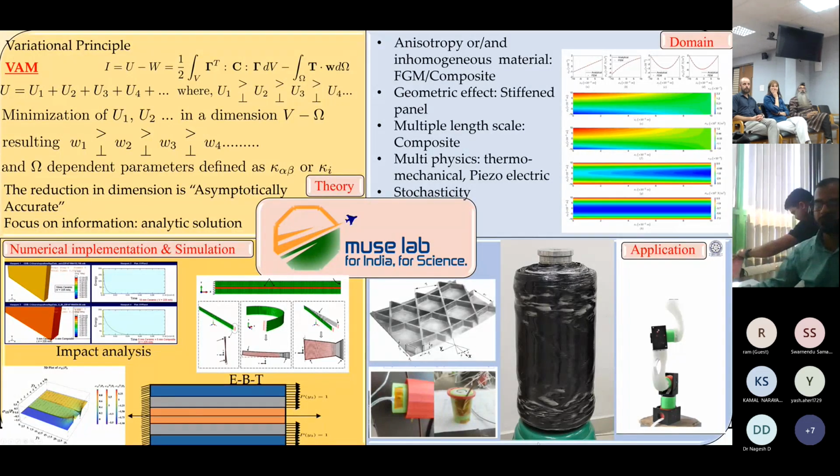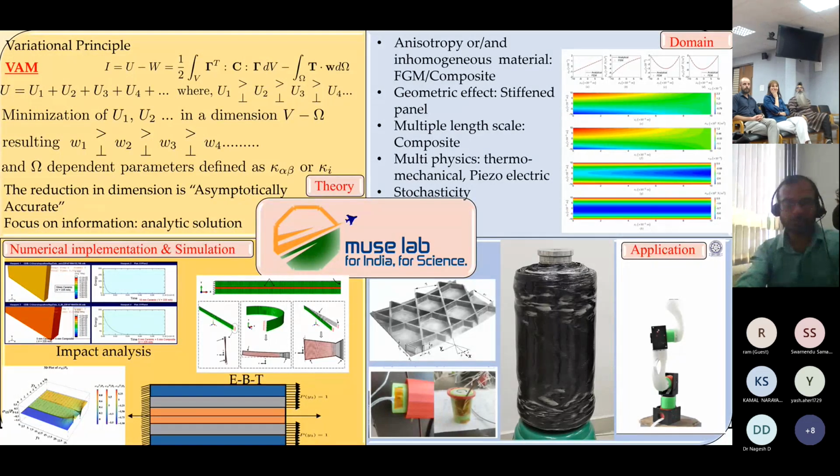Hello, am I audible? Yes, Anup, you are. Maybe you can turn the webcam slightly more towards your face. Yeah, okay. Center your face on it. Perfect. Is this perfect? Okay.